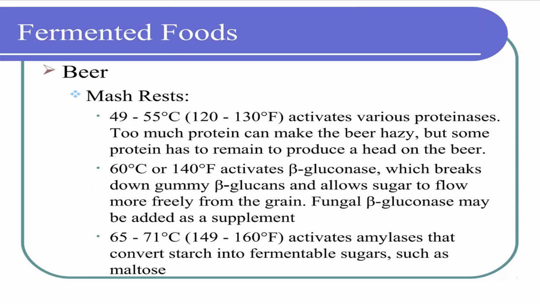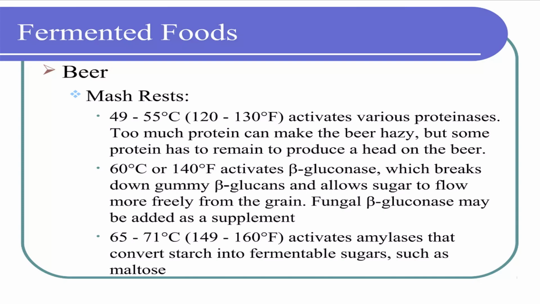Mash rest at 49 to 55 degrees Celsius, generally 120 to 130 degrees Fahrenheit, activates various proteinases. Too much protein can make the beer hazy, but some protein has to remain to produce a head on the beer. 60 degrees Celsius, or 140 degrees Fahrenheit, activates beta-glucanase, which breaks down gummy beta-glucans and allows sugar to flow more freely from the grain. Fungal beta-glucanase may be added as a supplement.